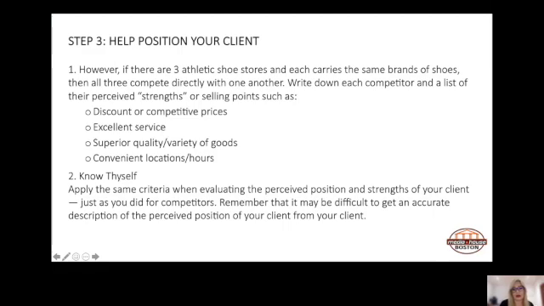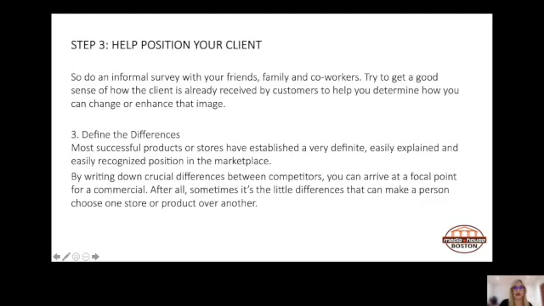Remember that it may be difficult to get an accurate description of the perceived position of your client from your client. So again, it's important that you talk to different people, so friends and family and co-workers, to get this perceived position. So do an informal survey with your friends, with your family and co-workers. Try to get a good sense of how the client is already received by customers to help you determine how you can change or enhance that image. So go and talk to customers if you can, okay? Find out what the perception is.